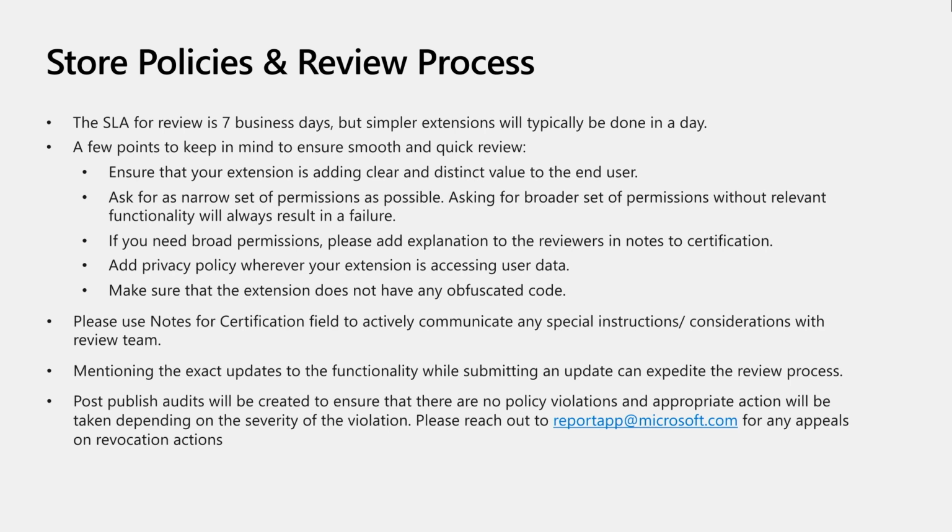Now, ensure that you're asking as narrow permissions as possible. Broader permissions will increase the scrutiny of the review team, and hence, it will make the entire review process much harder. And also seeking broader permissions without the right justification might always result in a failure. And hence it's important to ensure that you're asking for the right permissions. And whenever you're asking for a broad permission or a more powerful permission, it will help to describe in the notes to certification section as to why these permissions are necessary for the functionality of your extension.